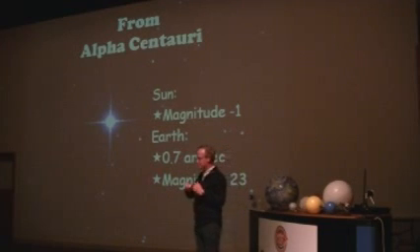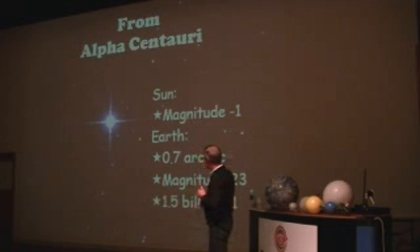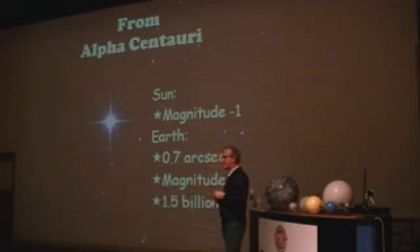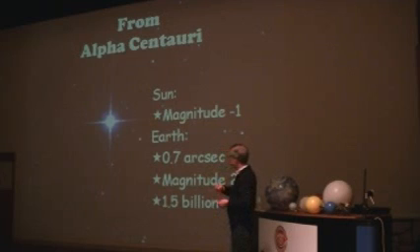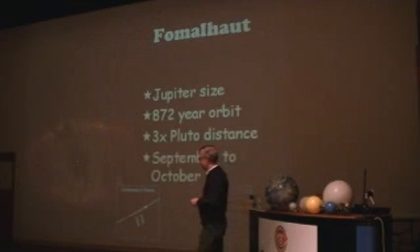So it's very, very difficult to take a picture because it's got a brightness difference of 1.5 billion to 1. So our sun would be 1.5 billion times brighter than what the Earth would appear. It's very difficult to take photos directly.